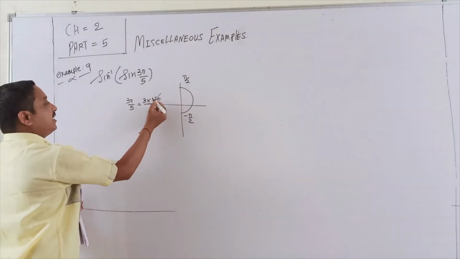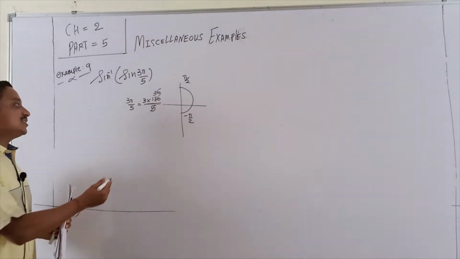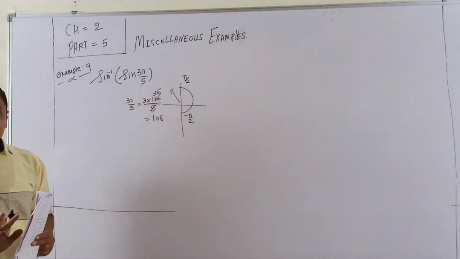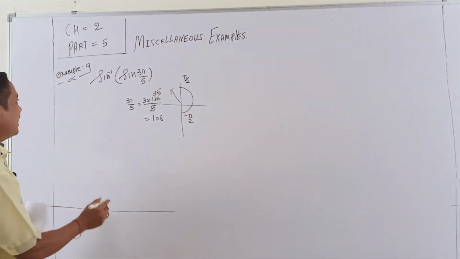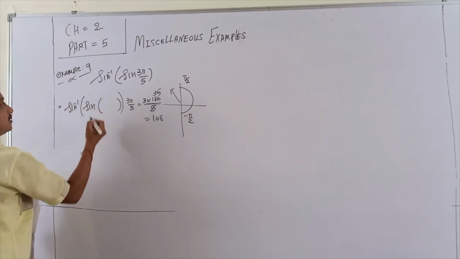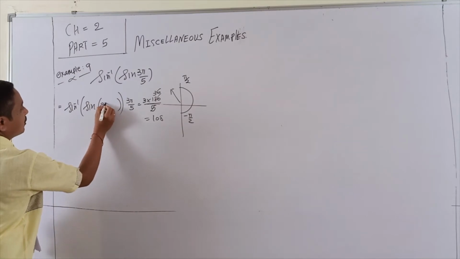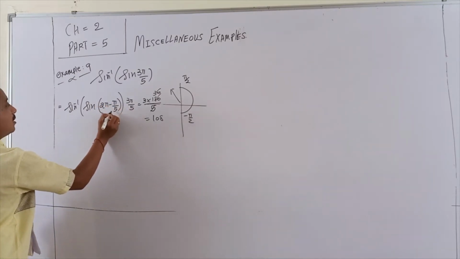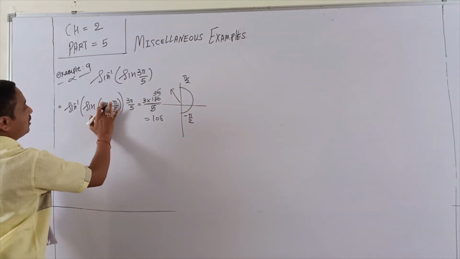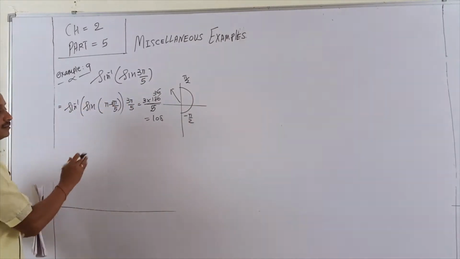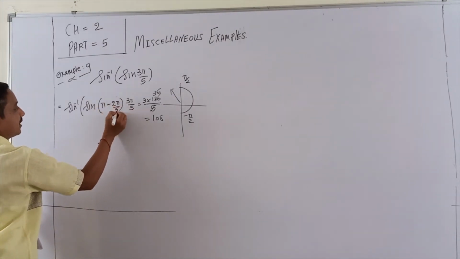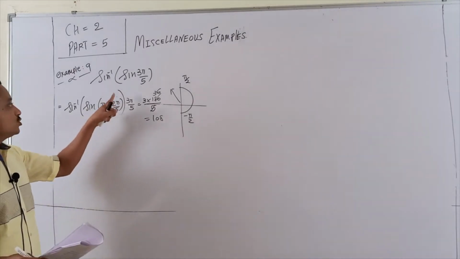How much is 180 by 5? 36. And 36 threes are 108. It is here, which means it does not belong to my range. So I just convert it into the sine range. Here 3 pi by 5. Sorry, not 3 pi, only pi minus 2 pi by 5. That much. So 5 minus 2 pi is 3 pi.